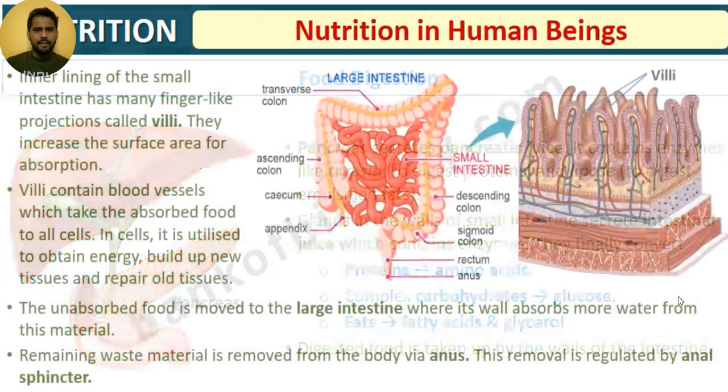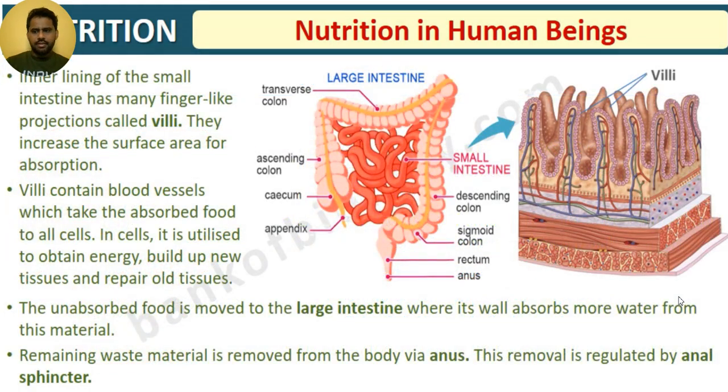Let's move ahead and try to understand the finer points of the human digestive system. Inner lining of the small intestine. We have a small intestine. It has inner linings. This is a better way to understand the inner lining of the small intestine. They have finger-like projections, like the human finger. Hence they are called finger-like projections, and they are called villi.